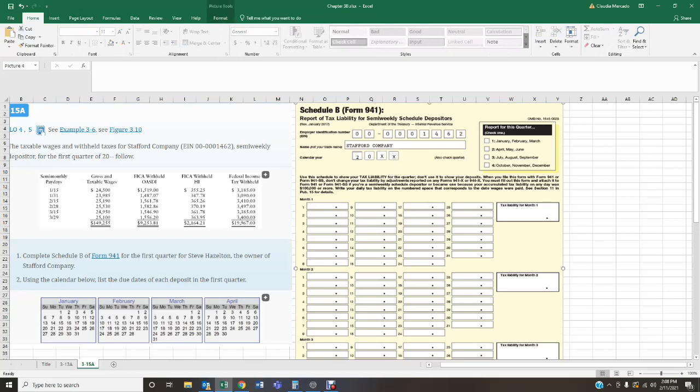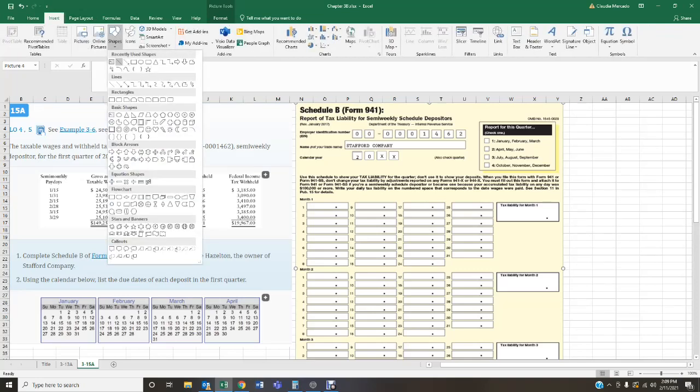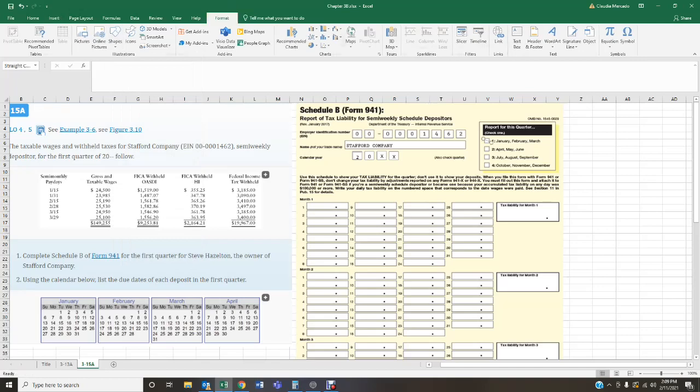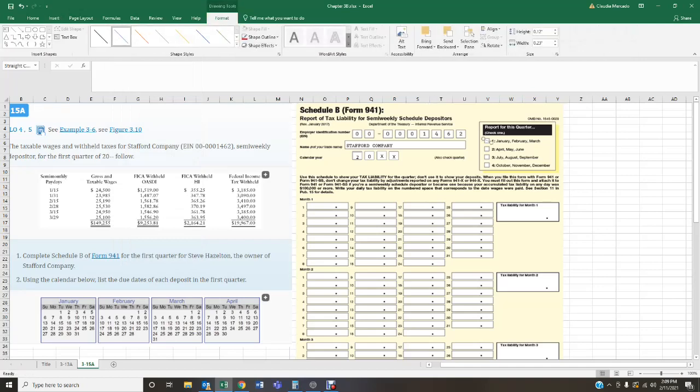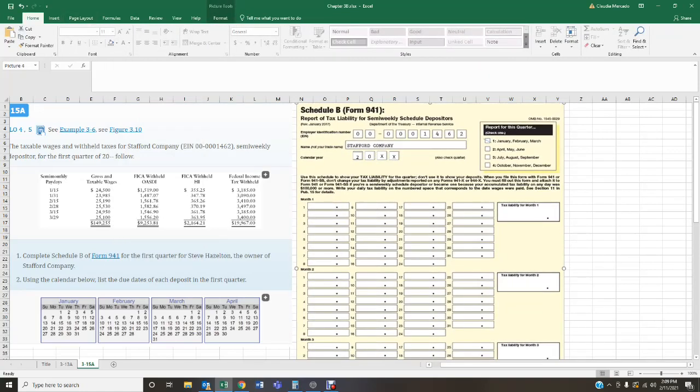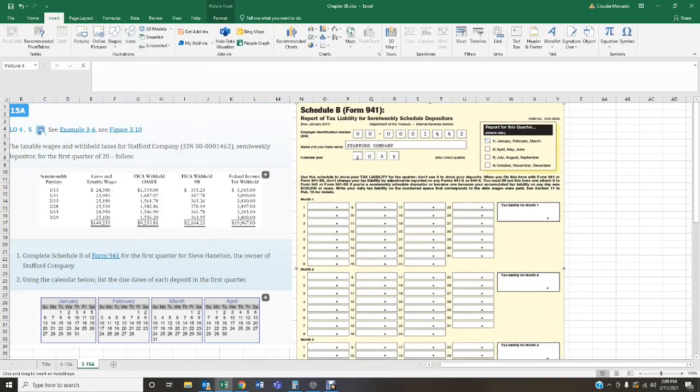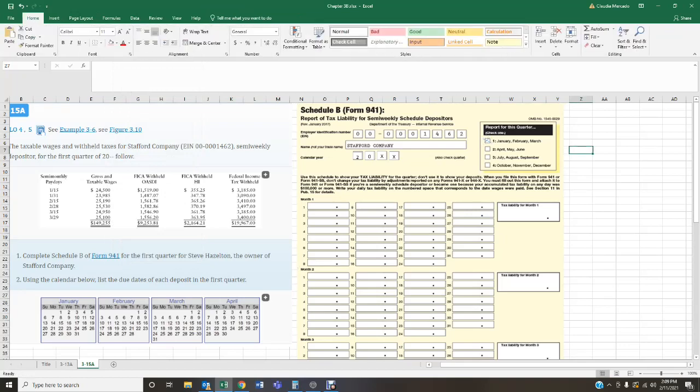So you enter the calendar year. Whatever year it is, here they don't give us a year, so I'm just going to put 20XX. Now we have to select which quarter we are reporting. It says here for the first quarter, so we have to select the first quarter and mark that off. There, I marked that it's my first quarter. So that is what we have to do on the top.